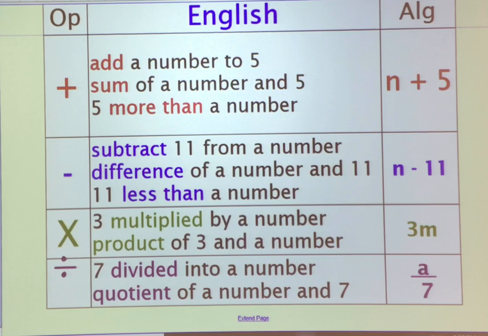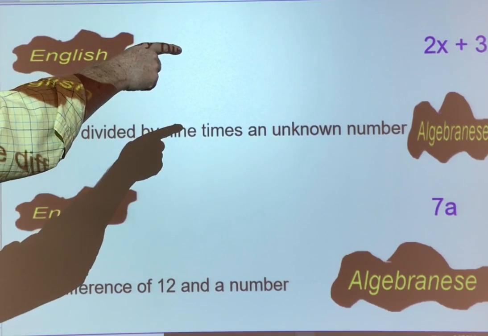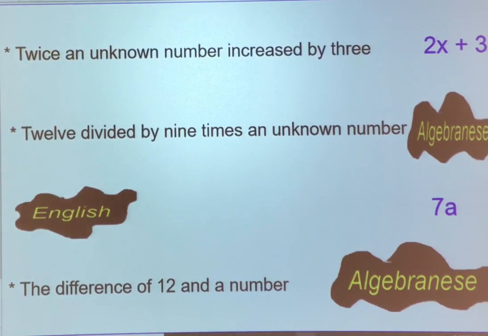Okay, let's look at a few examples here. I've got English and algebranese. We've got something written in algebranese. It says 2x plus 3. Well, what does 2x mean? 2x means 2 times x, plus 3. There's lots of different ways we could write this, and here's just one of them. It says twice an unknown number. Well, the unknown number is x, and twice means 2 times. So we have 2 times x, then it says increased by 3, so we have plus 3.